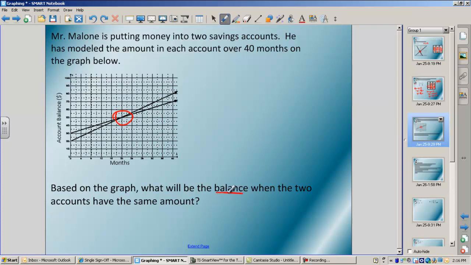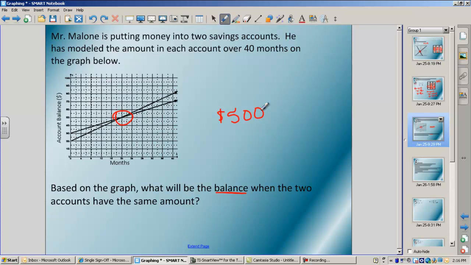We're looking for the balance. If you'll notice, balance is over here on the y-axis, and so the numbers are very, very hard to read, but it looks like 1, 2, 3, 4, 500 right here, and so the balance is going to be $500 when the 2 accounts have the same amount.